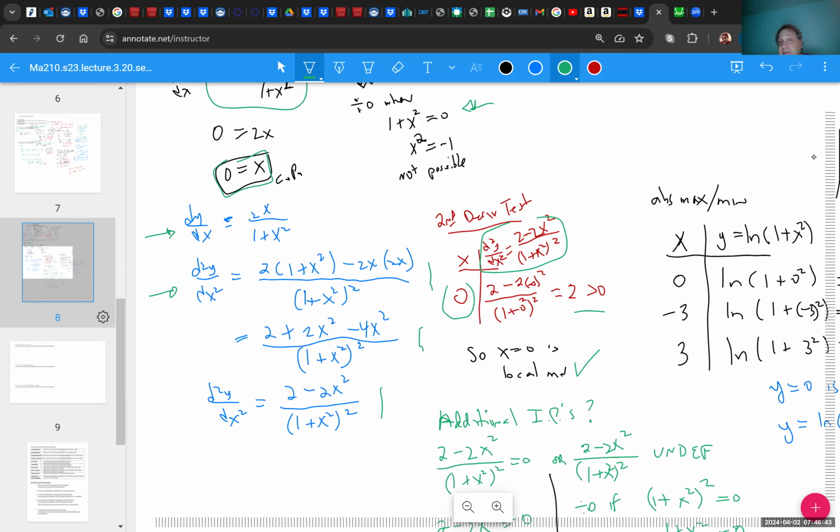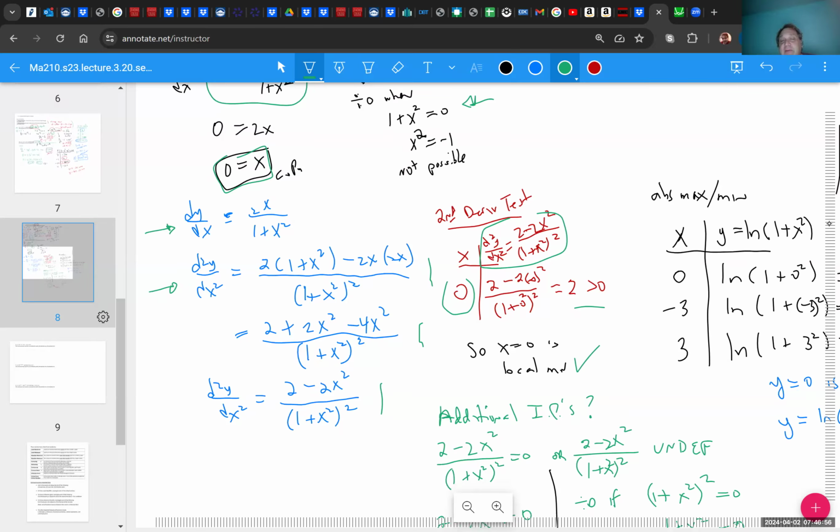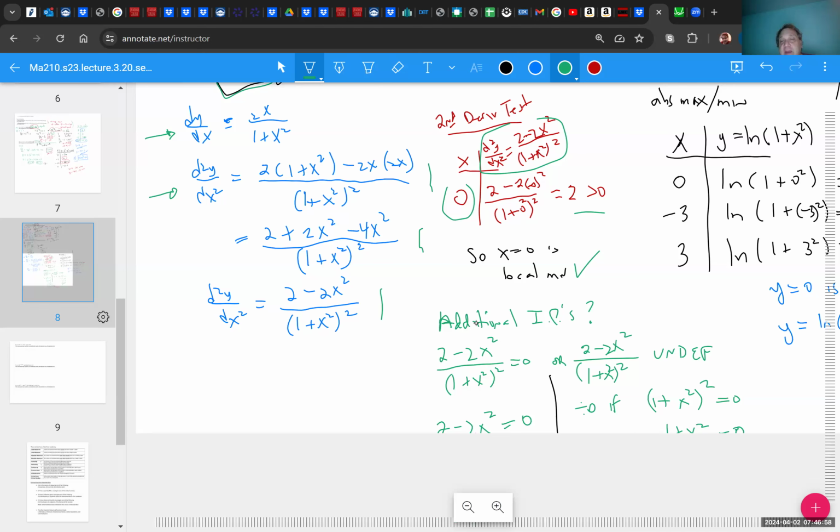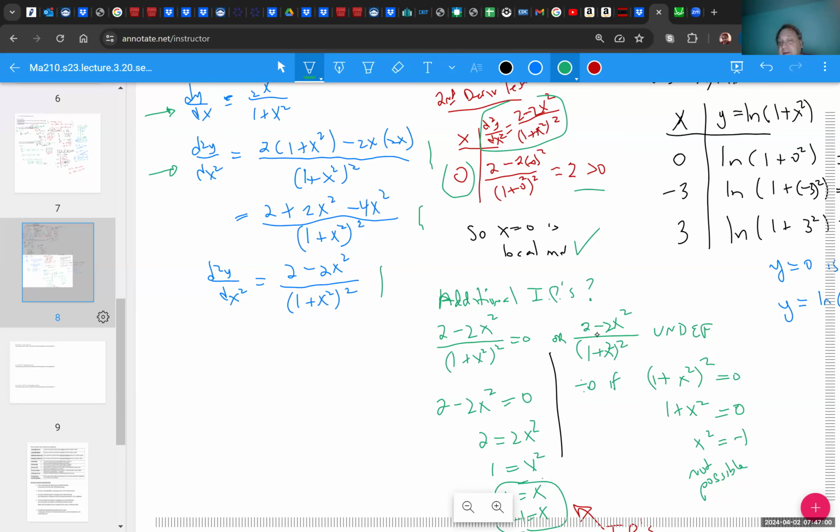There are no local maxes because I would have found them from critical points. To find any additional inflection points, because there could be more inflection points than the ones I found from the first derivative, I'm going to use the second derivative. So I take the second derivative, which we already found, and I set that equal to 0, and I take the second derivative and find out what's undefined. So that's how I find my additional inflection points.